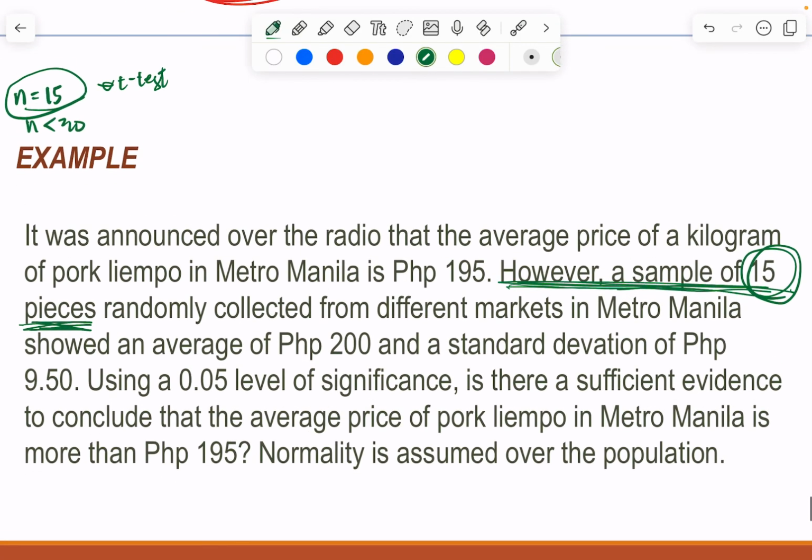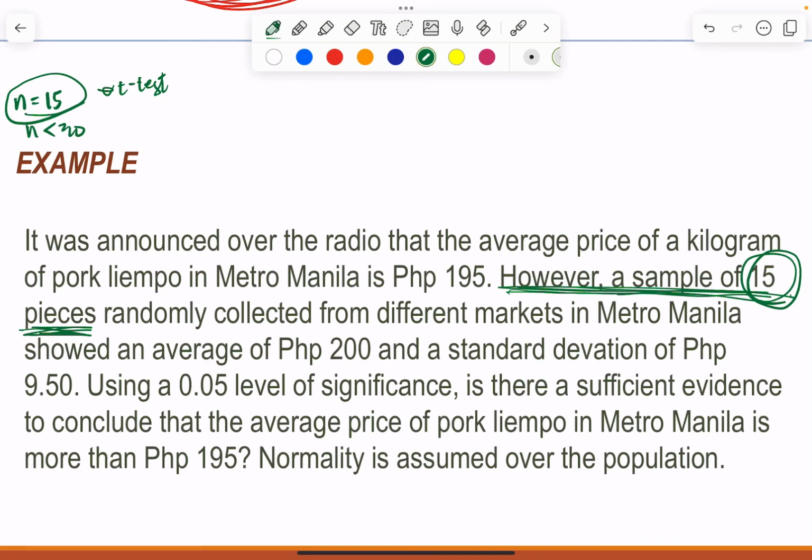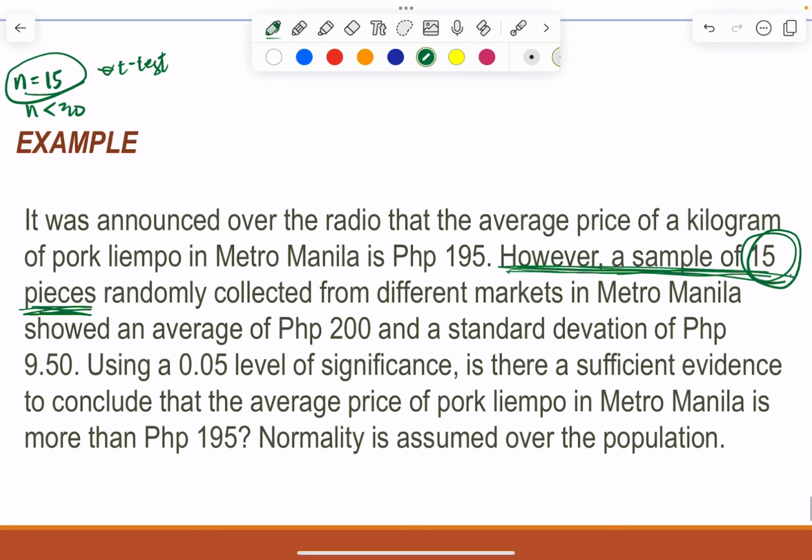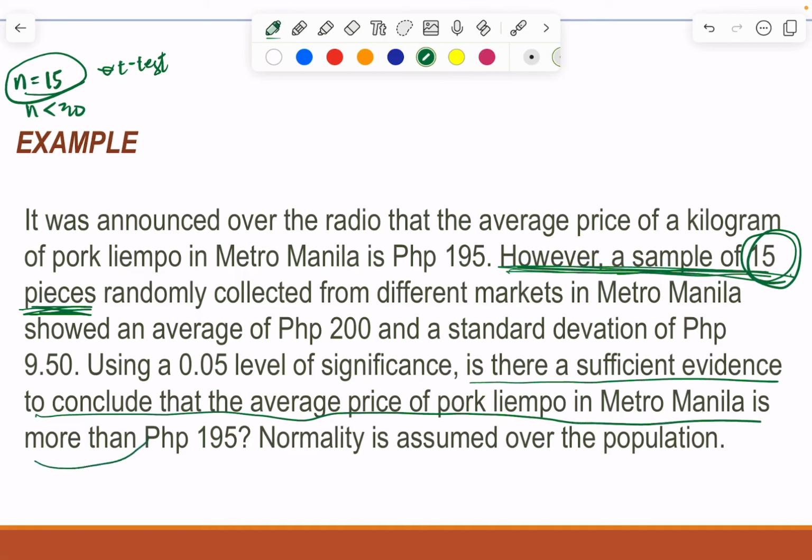What's next? So, the first part here is knowing the purpose of the study. Unsa may purpose sa study? So, naa diri sa last part, is there sufficient evidence to conclude nga ang average price of pork liempo in Metro Manila is more than 195 pesos. So, mao ni ang purpose sa study, to check if ang average price is more than 195 pesos. So, unsa may key term diri? So, ang key term nato diri makita nato ning words nga more than, kining phrase nga more than.